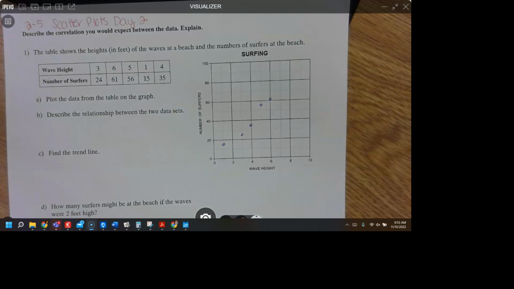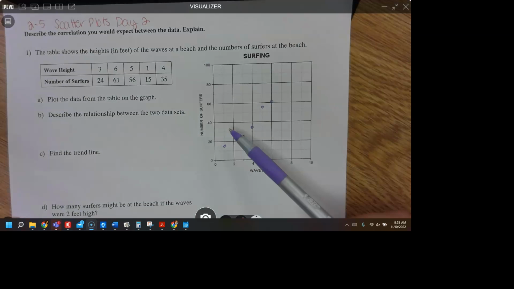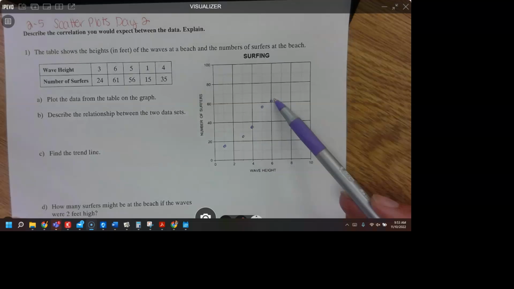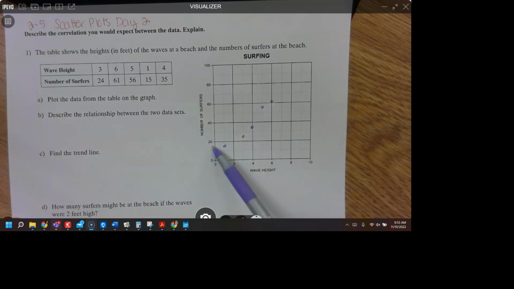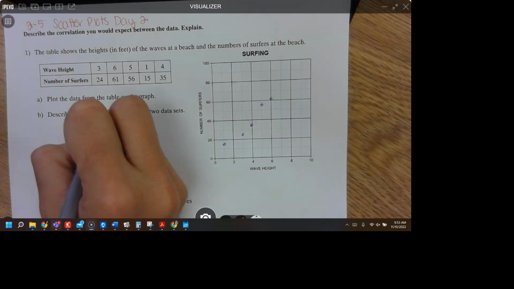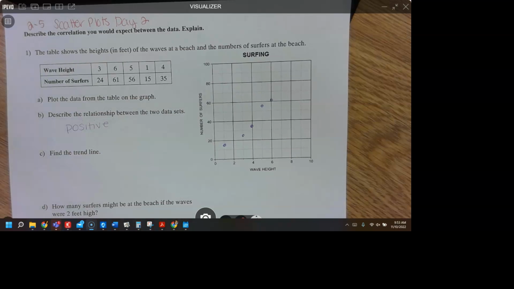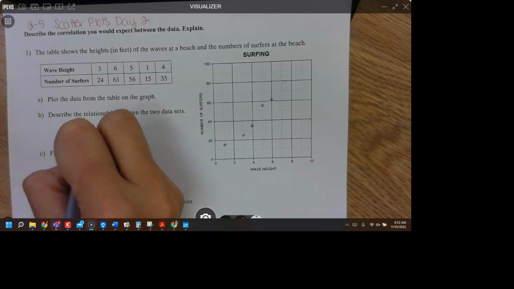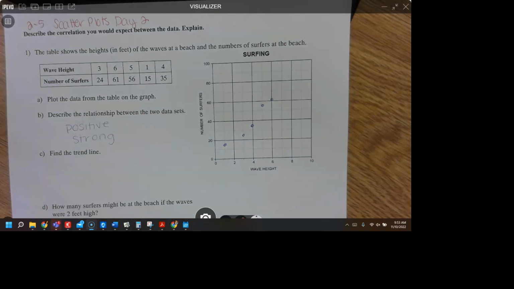So looking at that data, I would definitely say that the values are increasing. As the waves get bigger, the number of surfers increases. So I would say that this has a positive relationship because they're going up. And I would say that it's pretty strong. So the relationship is a strong positive.